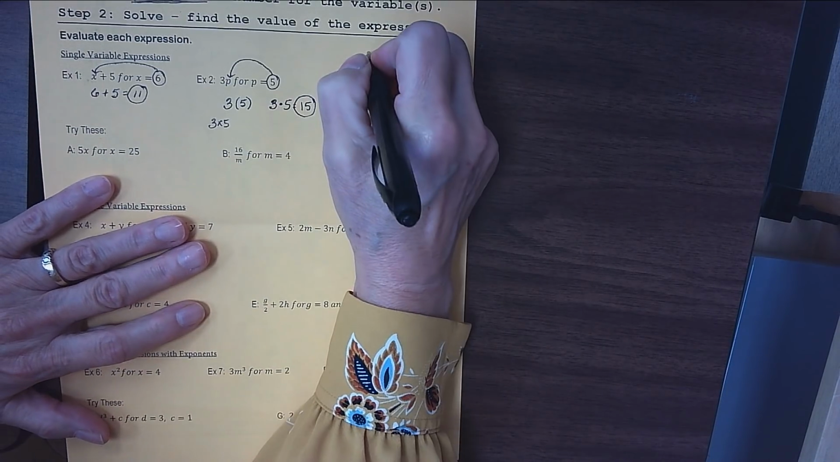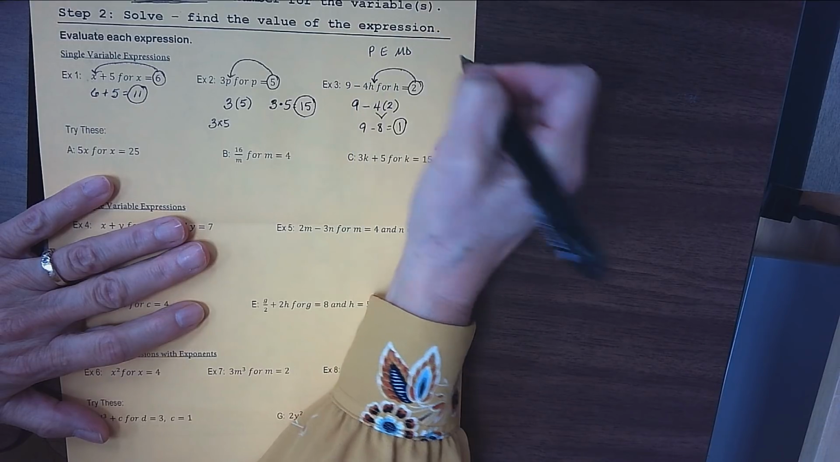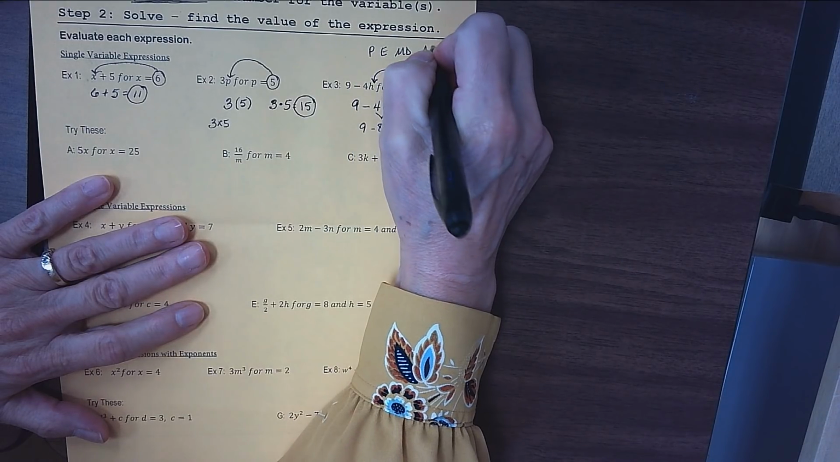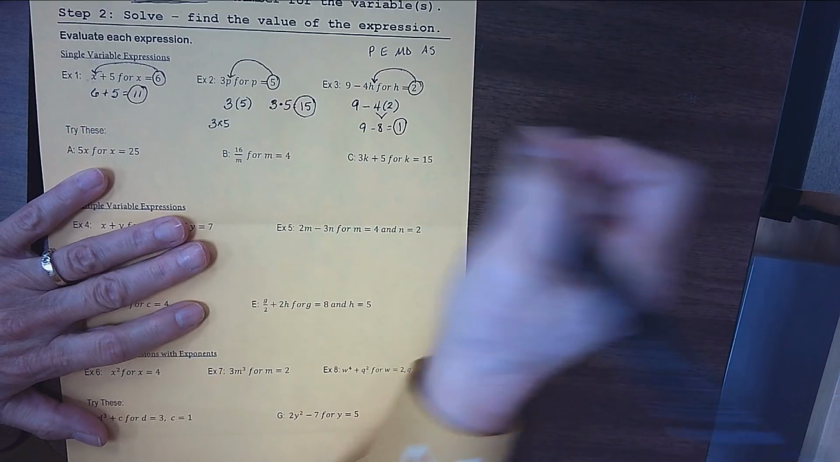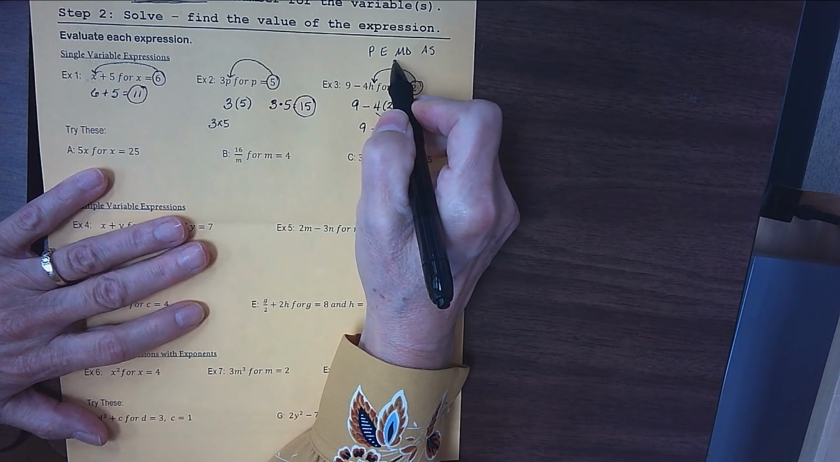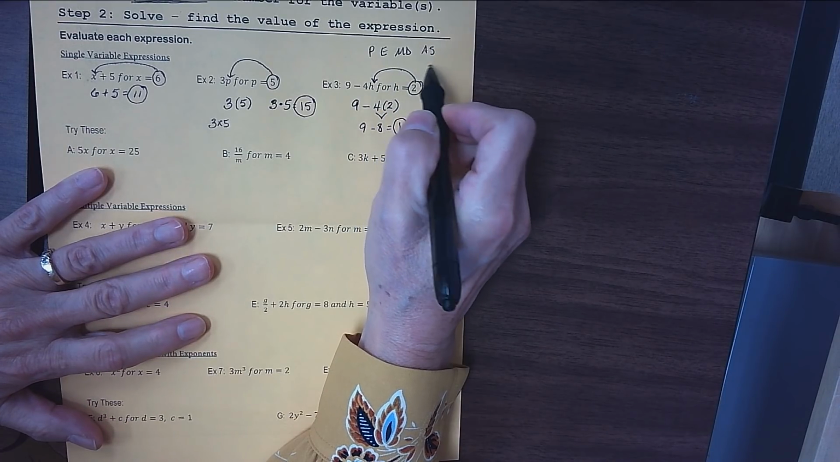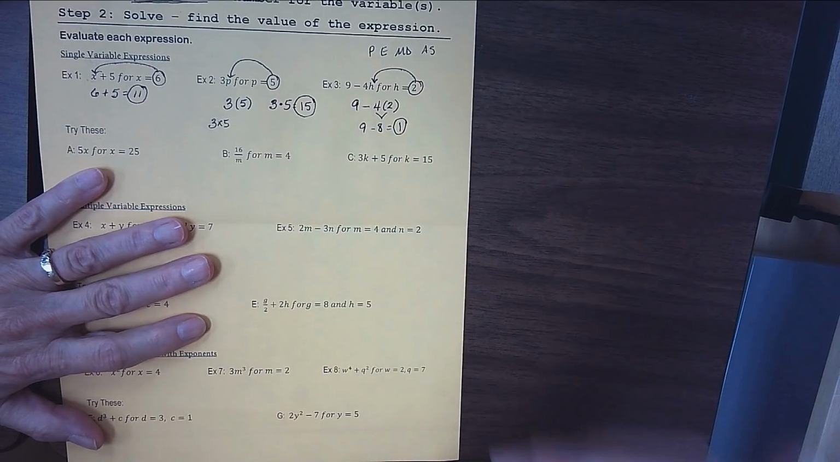Remember, parentheses first, then exponents, then multiply or divide in order from left to right, then add or subtract in order from left to right. Remember, if you find yourself adding or subtracting and there's a multiplication or division sign left in your problem, you're doing it wrong. Adding and subtracting should be the very last things that you do.